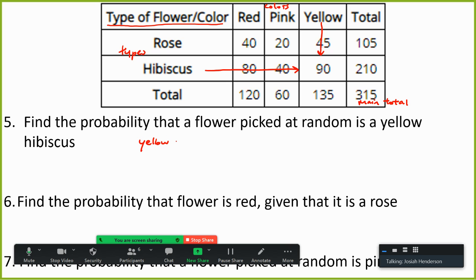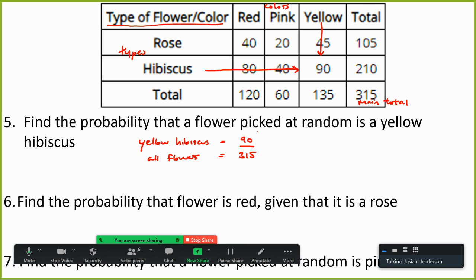Let me just lay that out real quick. Yellow hibiscus, how many are there? There's 90. And total flowers is 315. And there's our setup.